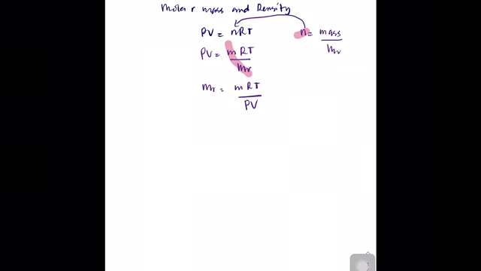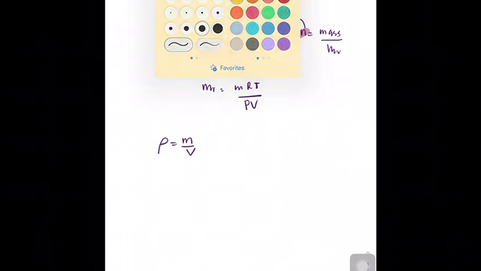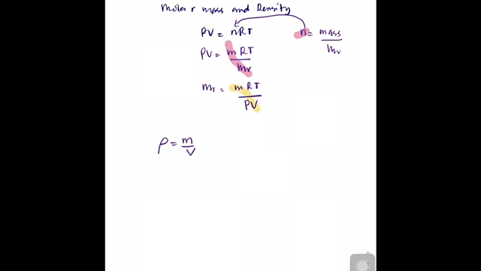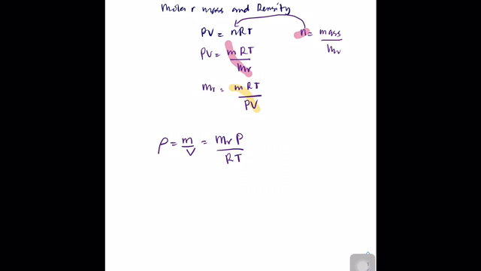If we want to determine the density of the gas compound, we know that the density, rho, is equal to M over V, mass over volume. So we will make M over V the subject. We rearrange the equation, and it will be equal to P Mr over RT. So the density is equal to pressure multiplied with the molar mass over RT.